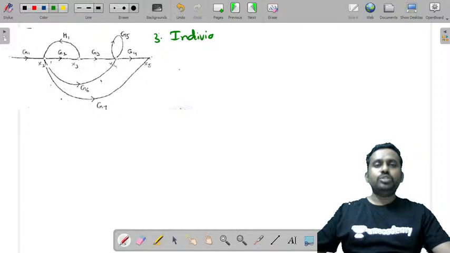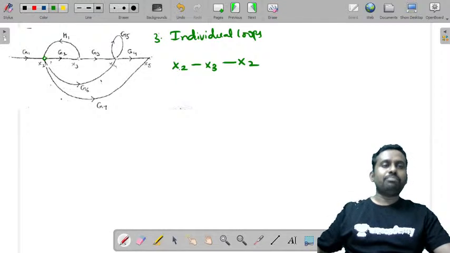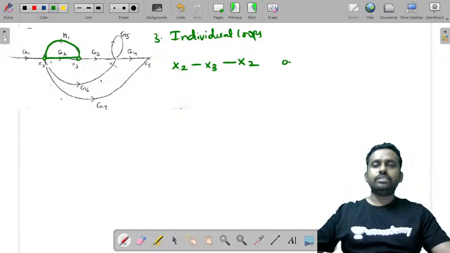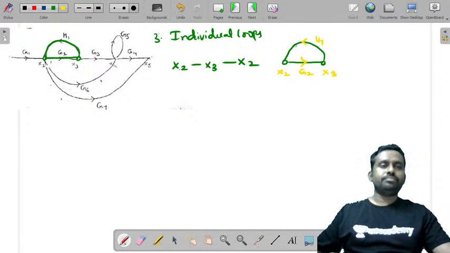what are the individual loops, और उसके loop gains लिखना पड़ेगा. What are the individual loops? यहाँ पे कौन से हैं? You can move from x2 to x3, then to x2. If you observe, there is a path like this, and we'll draw that. This is x1 to x2 and coming back to x2 again. So ये हुआ x2, ये है x3, ये हुआ g2 पहले से, and this is h1.